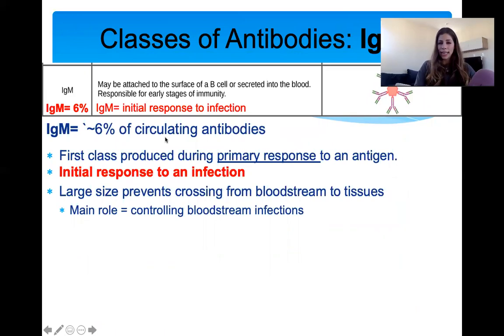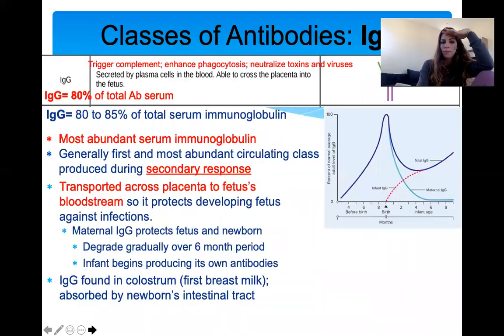IgM is the first antibody that we see produced in response to an infection. So it's the first class produced during a primary response to an antigen or a pathogen. When a pathogen infects you, we're going to see a spike of IgM at the beginning of the infection. Remember, the antibodies are there to protect you, and its main role is to control bloodstream infections. This is where we see IgM.